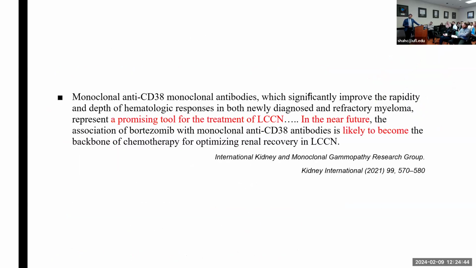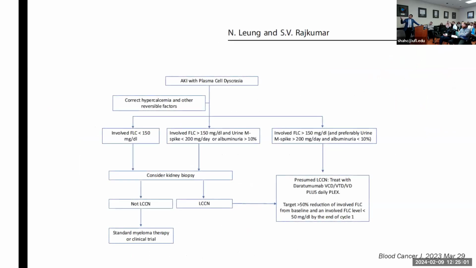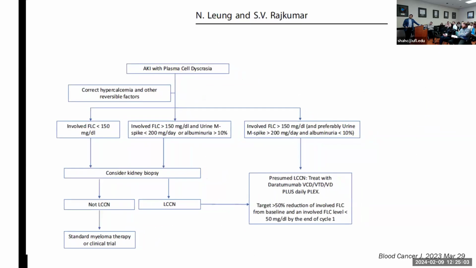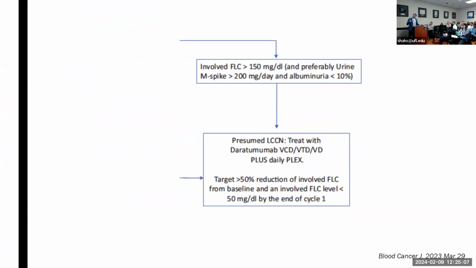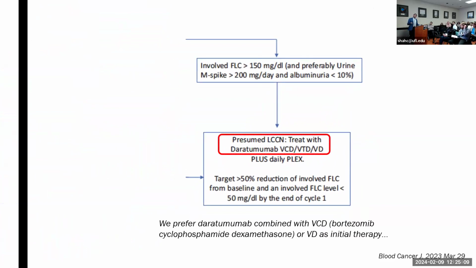And this led the International Myeloma Group to suggest that for patients with light chain cast nephropathy, it is a promising tool, and it will likely become the backbone of chemotherapy for optimizing renal recovery in these patients. That was in 2021. In 2023, again, the Mayo Clinic group recommended that we use daratumumab in every patient.